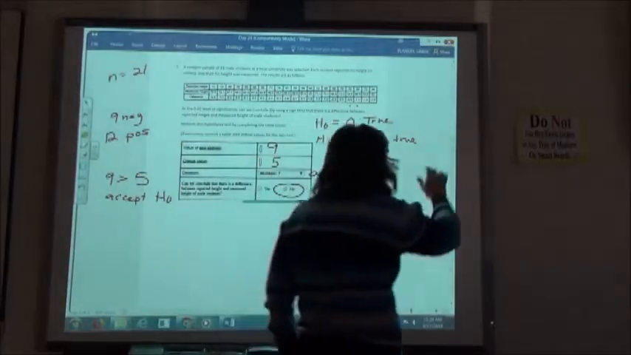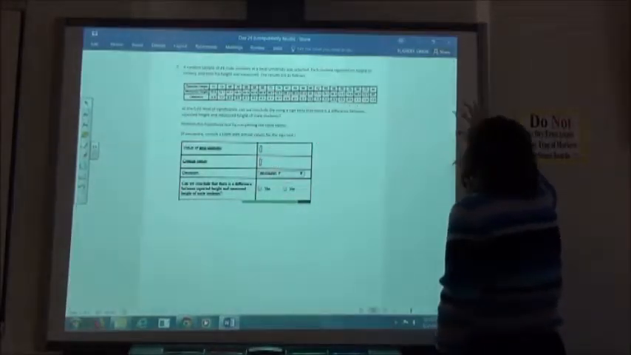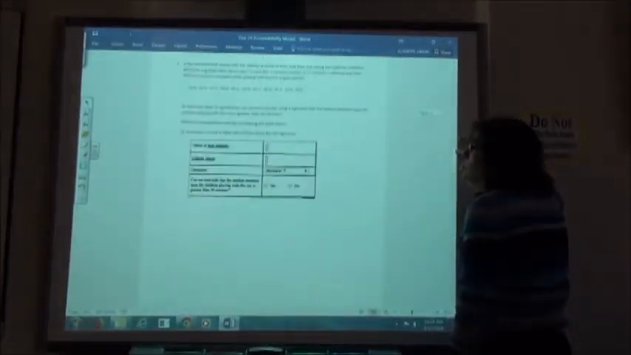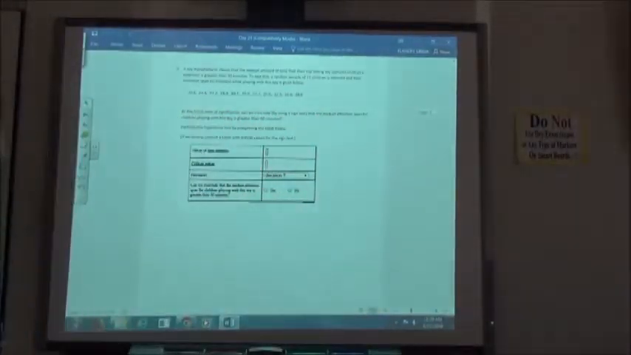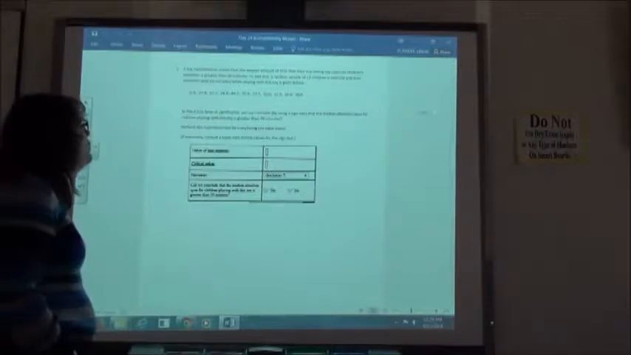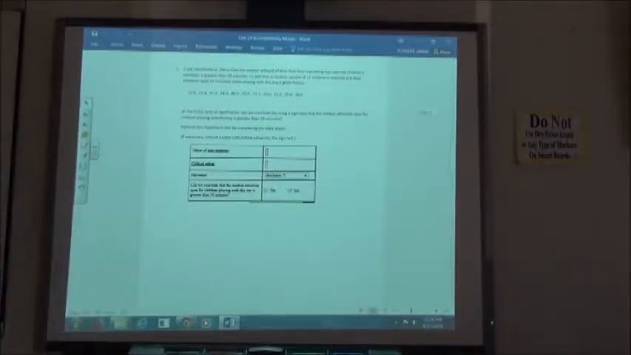All right, one more of these. A toy manufacturer claims that the median amount of time that their top-selling toy captures children's attention is greater than 30 minutes. To test this, a sample of 11 children is selected and their attention span in minutes while playing with this toy is given below. So 20.8, 33.4, and so forth.